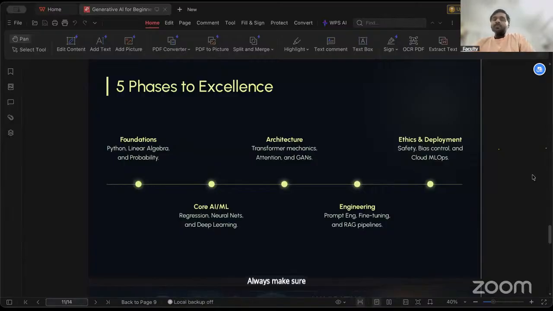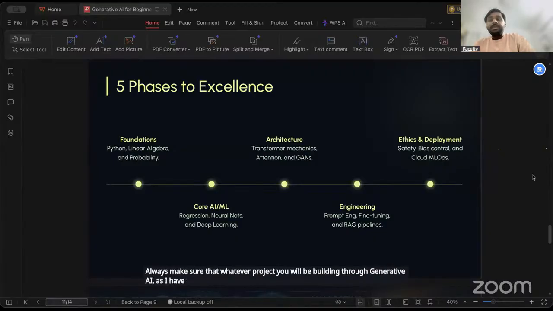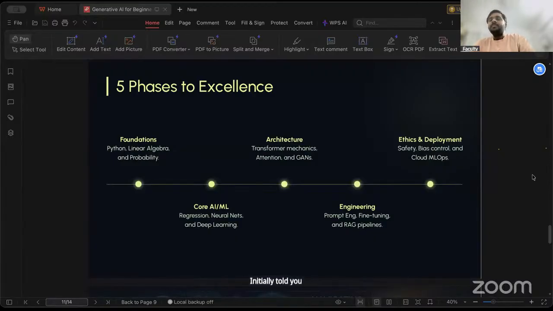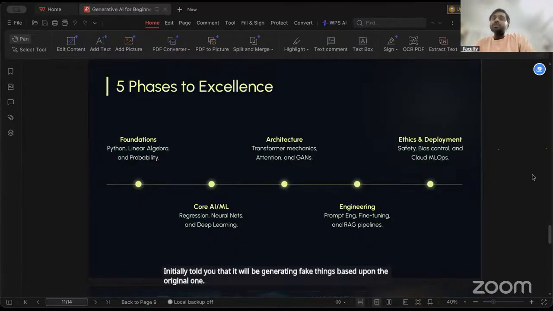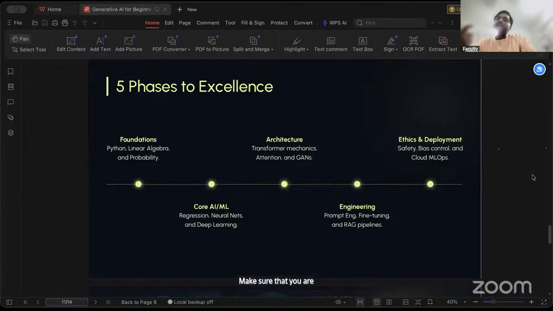Always make sure that whatever project you build through generative AI, as I have initially told you, will be generating fake things based upon the original one. Make sure that you are creating an ethically good application. You are taking care of the transparency of the data as well. Try to take responsibility of whatever product or project you are creating.